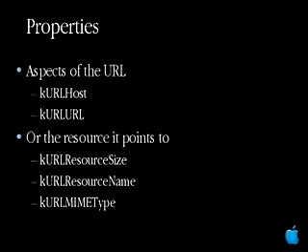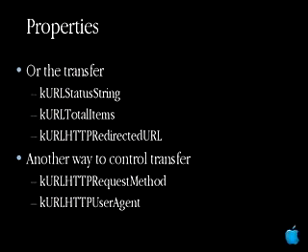Properties fall into one of 4 different categories. They are either aspects of the URL itself, for example, the host name or the entire URL, or they are aspects of the resource that the URL points to, for example, the size of the file, the name of the file, or the MIME type of the data. The third category is aspects of the transfer itself. A good example here is the URL status string, which changes as the download progresses. It goes from initiating to connecting to downloading to aborting, etc.